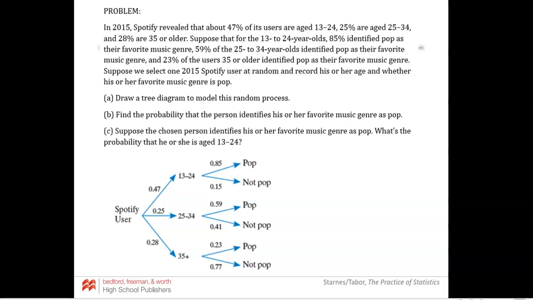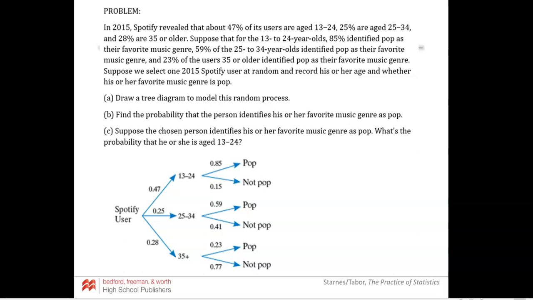Then we have a tree diagram. Of course, I want you to go a step further. Go ahead and just get the ends of the branches. So for that first branch, the young folks, you multiply 0.47 times the pop, which is 0.85 in that case, and get your decimal and write it off to the right there. Do that for all 6 of those possibilities. Because you're going to use some of those, it might just be helpful to go ahead and do that all at once.